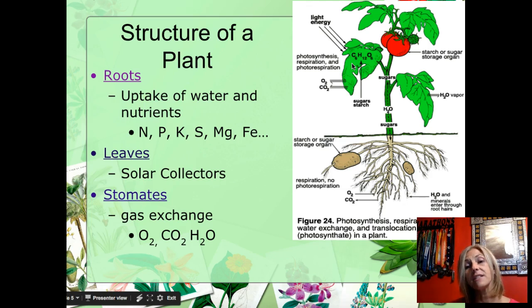So kind of like us breathing in oxygen for cellular respiration and breathing out CO2, plants will also respire. They will take in oxygen, they will get rid of CO2, but they also photosynthesize. So they're going to take in CO2 and they're going to get rid of oxygen. And some of the oxygen stays in there and they breathe it in and breathe it out, so to speak. They'll use it for cellular respiration and they'll produce it from their own photosynthesis. So gas exchange is taking place in little holes called stomata.